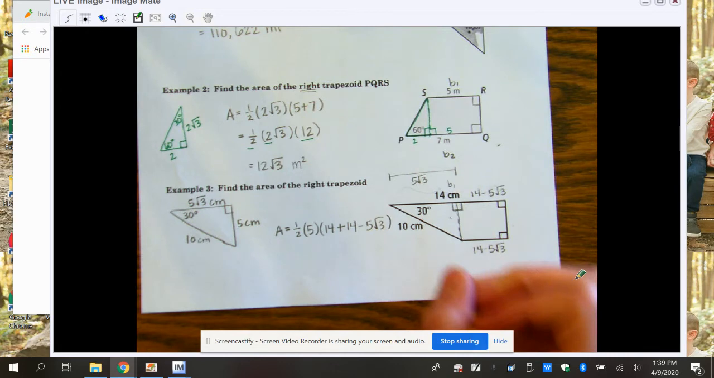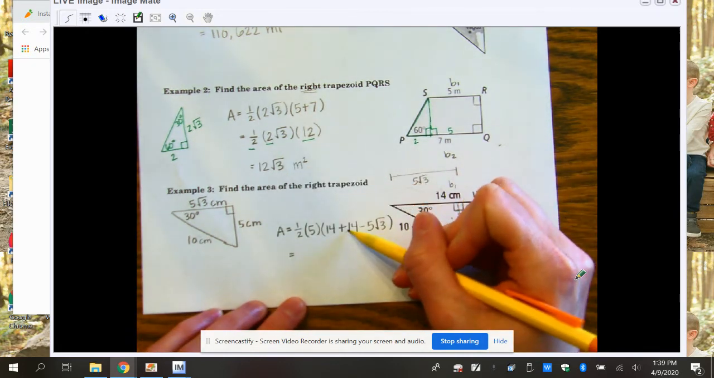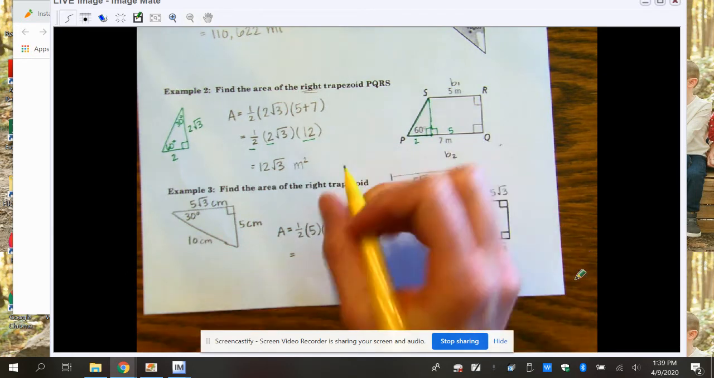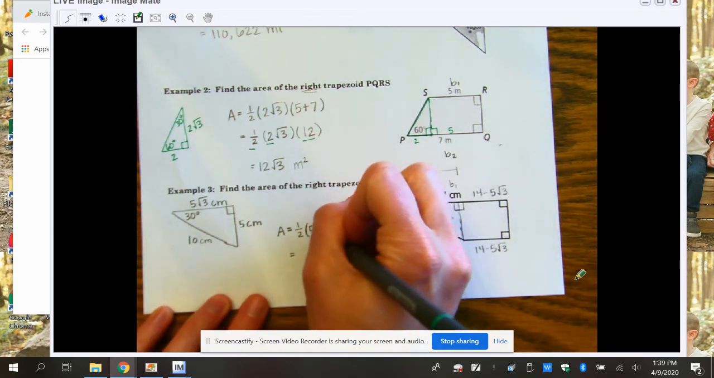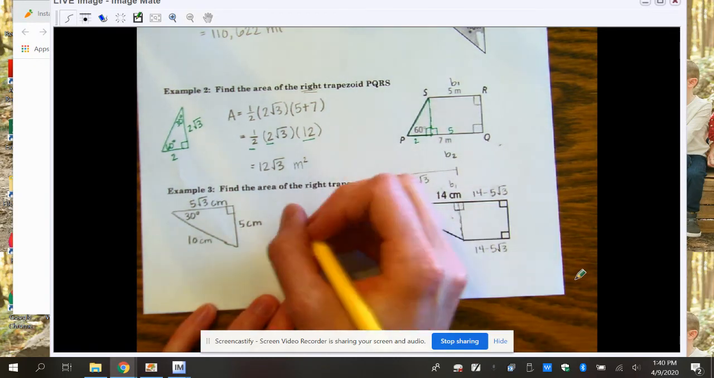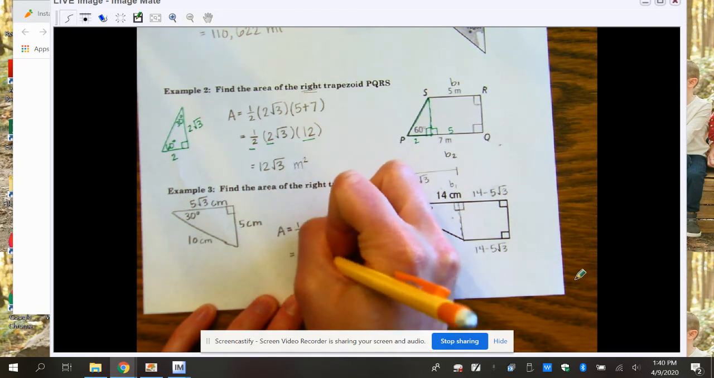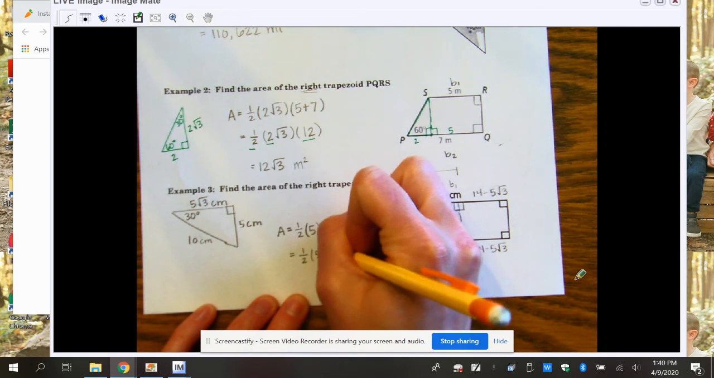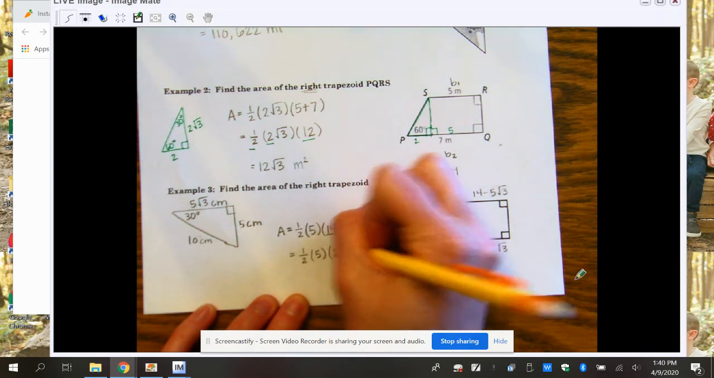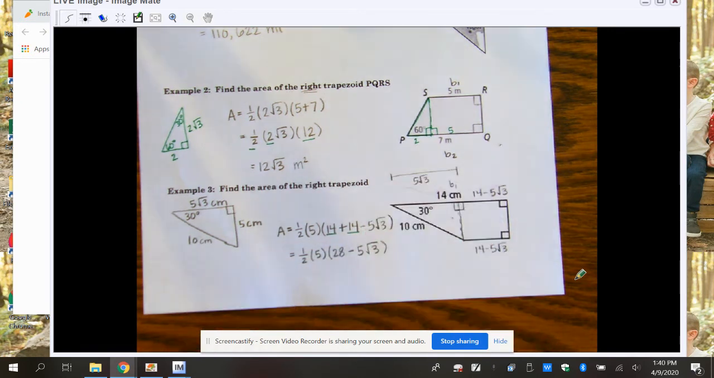And so what we'll do is combine like terms in here first. Just like with the multiplying, we can only combine like terms. So that 5 radical 3 is not a constant, only the 14. So that's going to be 1/2 of 5. 14 plus 14 is 28, minus 5 radical 3.